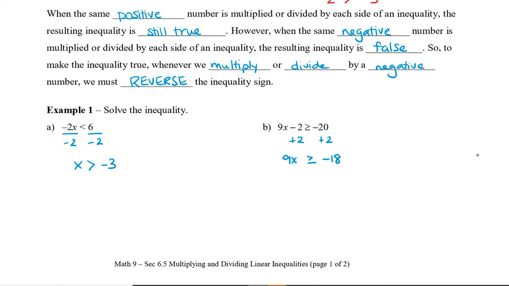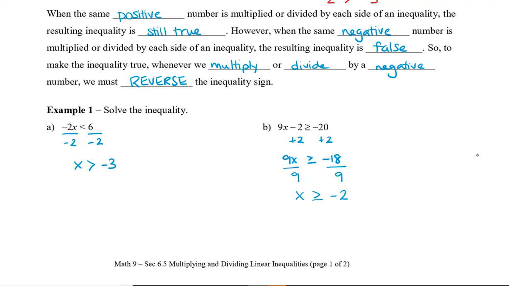Okay, next we're going to divide by positive 9. And because we're dividing by a positive number, we actually don't do anything with the inequality symbol. The inequality symbol still stays as greater or equal to, and this becomes negative 2. So even though our answer is negative, nothing happens to the inequality sign, and that's very important to note.